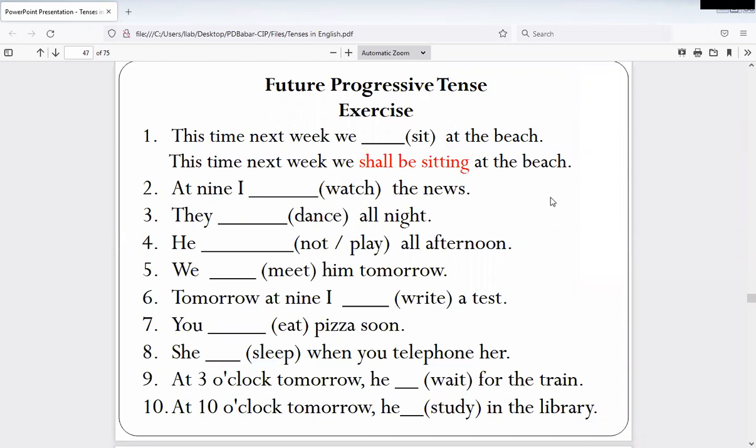Yes, anybody? We have discussed this also. We shall be meeting him tomorrow.